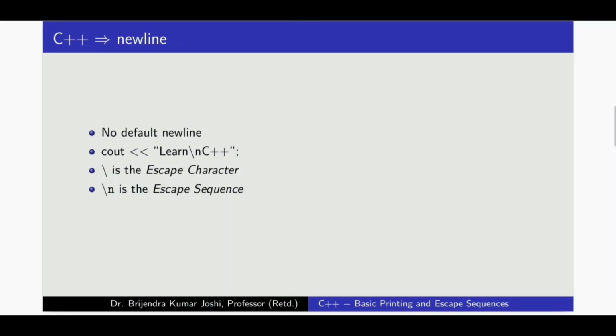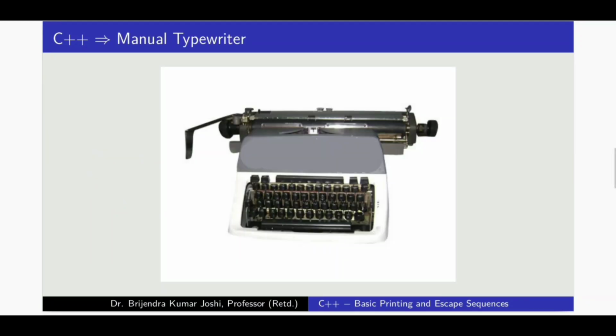So it means there is no default new line character in C++. And here what we have written is \n. So backslash is referred to as the escape character and \n is the escape sequence. Now \n, that is a new line character, actually gets expanded into two control codes or escape sequences, carriage return and line feed.